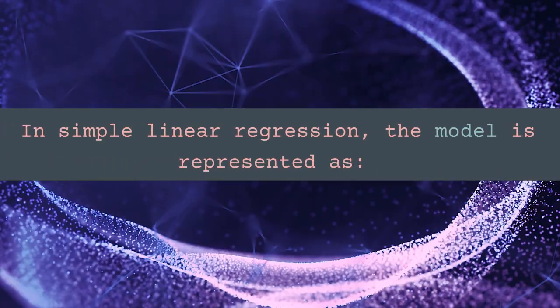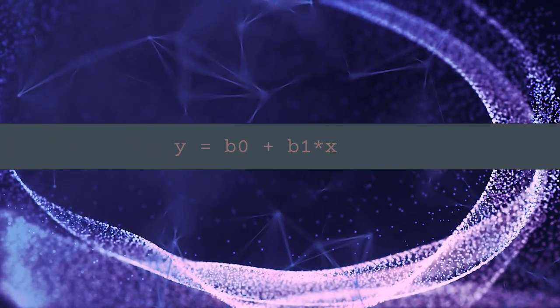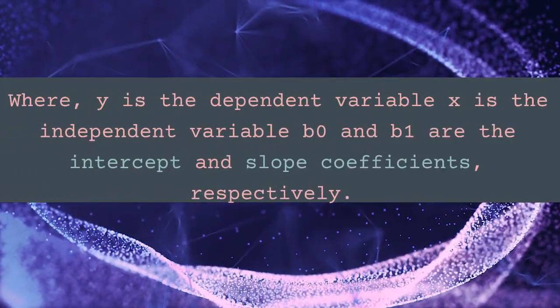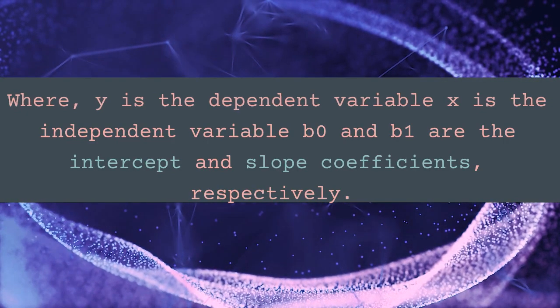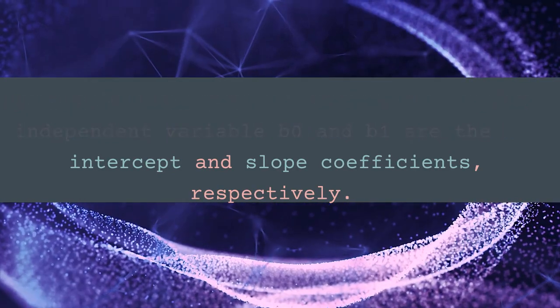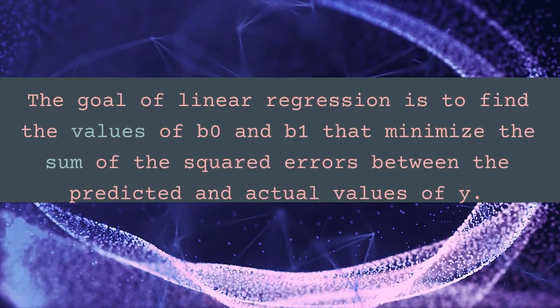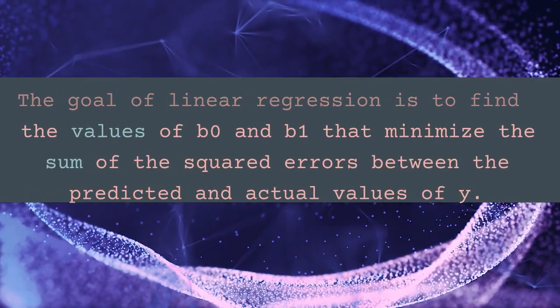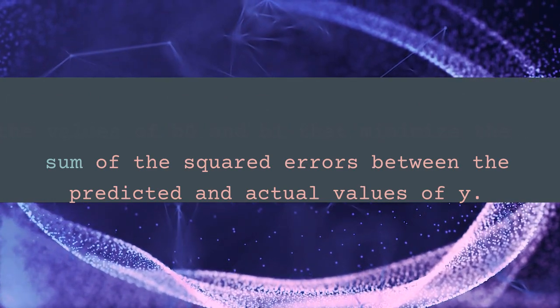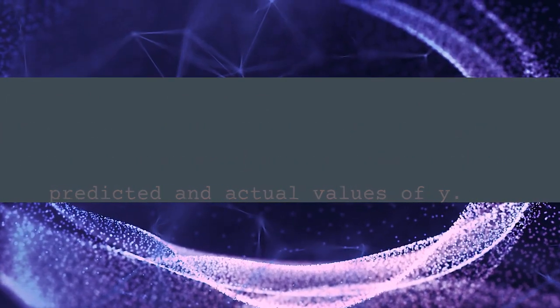In simple linear regression, the model is represented as y equals b0 plus b1 x, where y is the dependent variable, x is the independent variable, b0 and b1 are the intercept and slope coefficients, respectively. The goal of linear regression is to find the values of b0 and b1 that minimize the sum of the squared errors between the predicted and actual values of y.